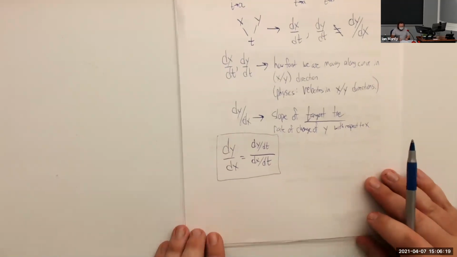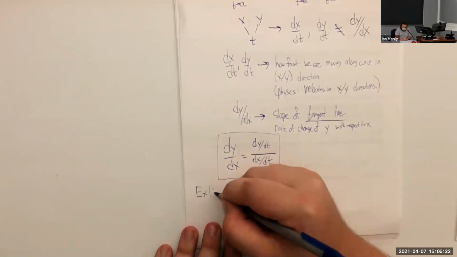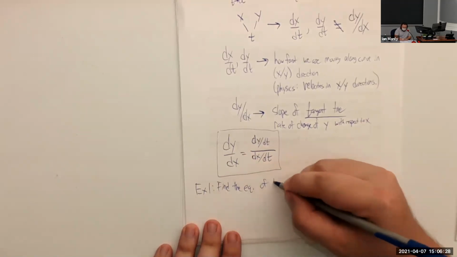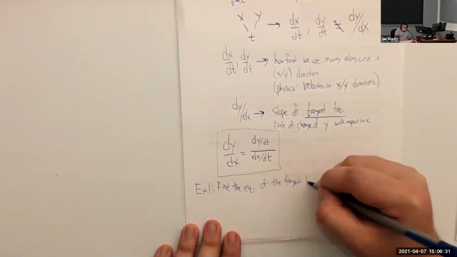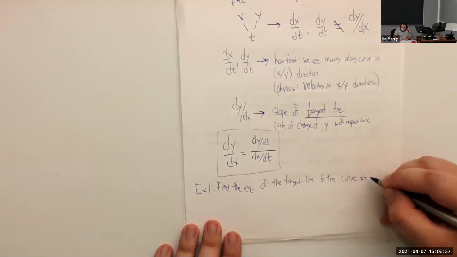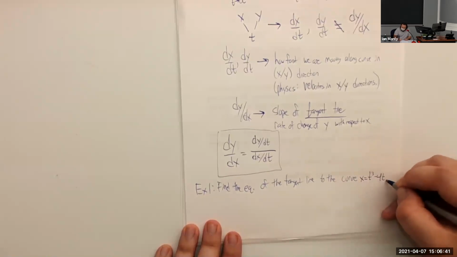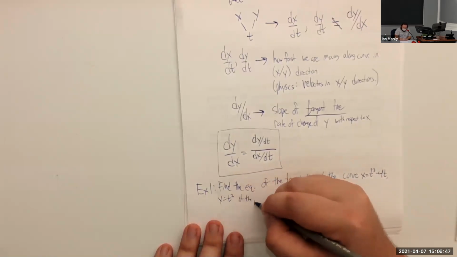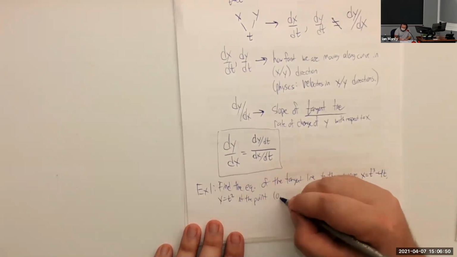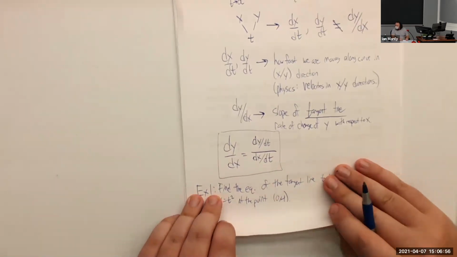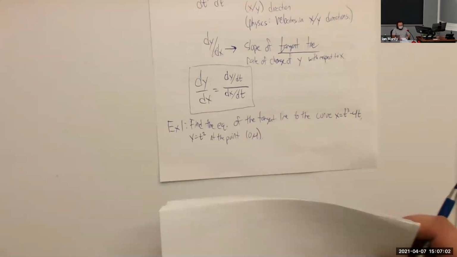All right, so let's go ahead and take a look at an example of us using this information. We're going to find the equation of the tangent line to the curve x equals t cubed minus 4t, and y equals t squared, at the point (0, 4). Now I'm going to give you a little bit of a spoiler here. Something interesting is going to happen with this. It's not just going to be a standard tangent line problem like with Calc 1.